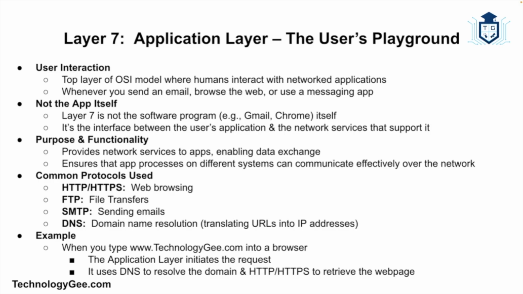The protocols that are used are HTTP and HTTPS if you want to surf the internet. You've got FTP for file transfer. You've got SMTP, which deals with emails being sent. And then you have DNS, which deals with domain name lookups. A real world example of this would be when you type the world's greatest website, technologyg.com, into your browser. The application layer starts the process of getting that web page by using protocols like HTTPS and DNS.